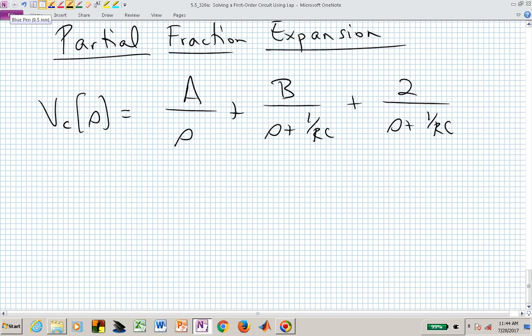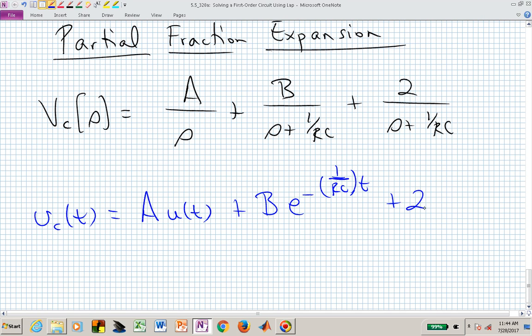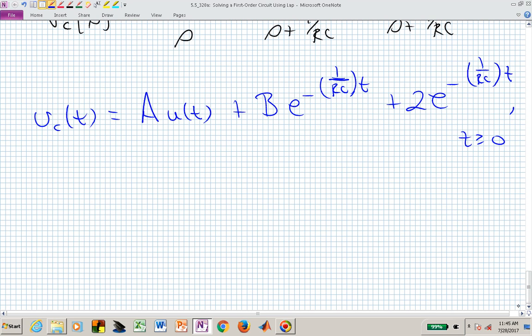Now we know the structure of the time domain voltage due to an initial condition of 2 volts and a step input. We will have A, u of t, once we've found A, plus B, e to the minus 1 over RC t. That's the value of S that causes that denominator to vanish. Plus 2 e to the minus 1 over RC times t. And this is true for t greater than or equal to 0.